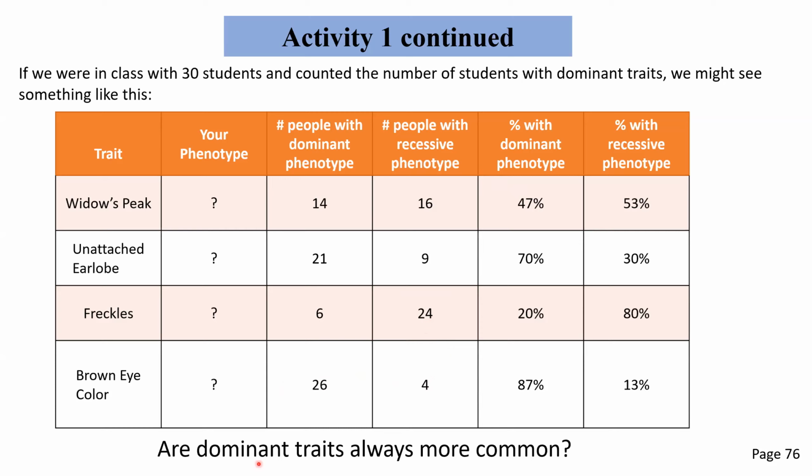So are dominant traits always more common? As you can see here, some dominant traits are more common, such as brown eye color. However, some dominant traits, such as freckles, are not more common, as you can see by this 20%.